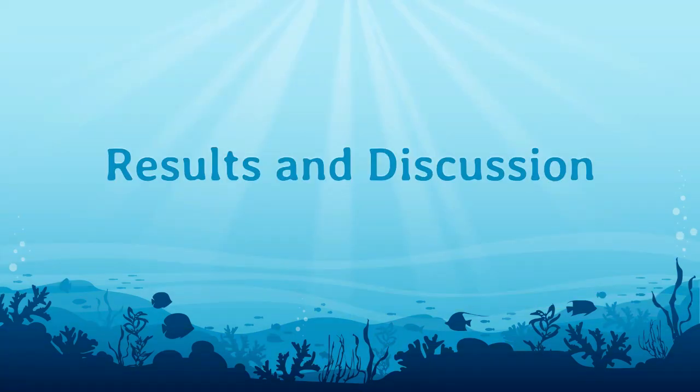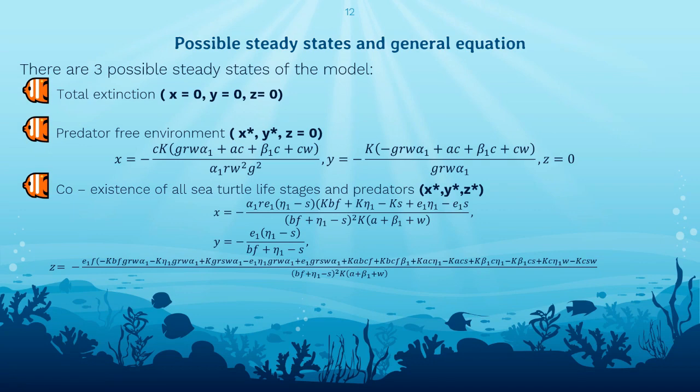The result and discussion. There are three possible steady states of the model. The first one is the total extinction, which is non-favorable for this model. And we also have the predator-free environment, and also the coexistence of all the life stages and the predators, that is represented by X star, Y star, and Z star. The equations of the coexistence are represented by X, Y, and Z here.